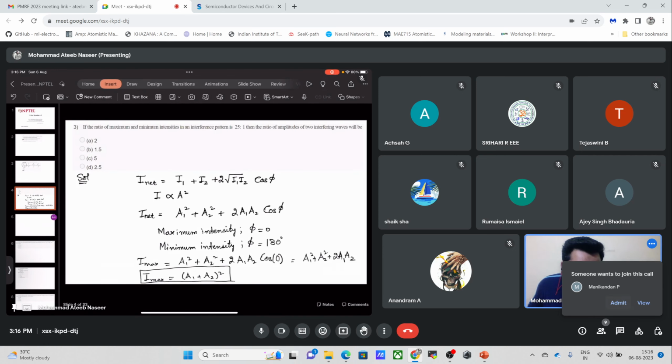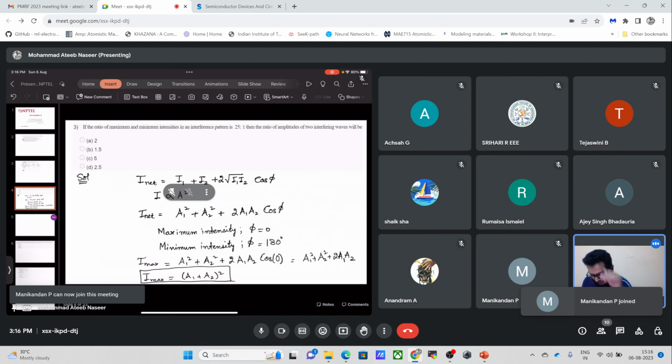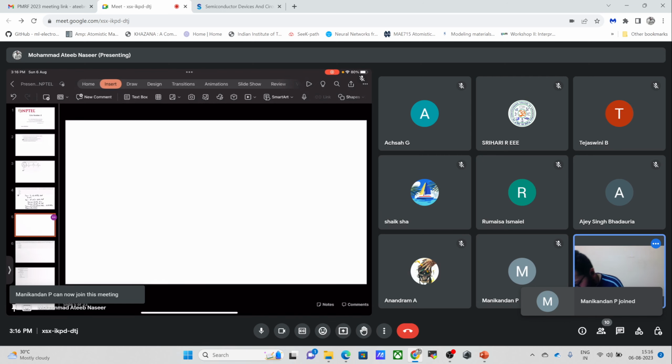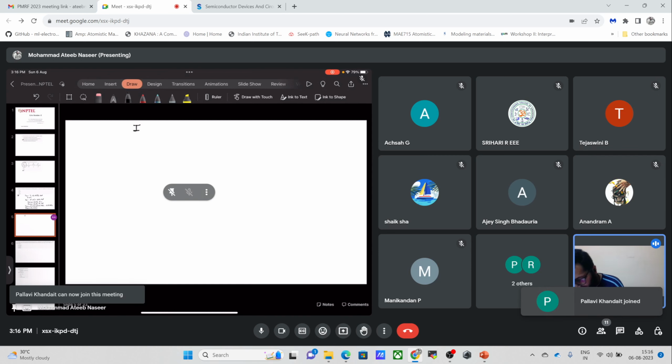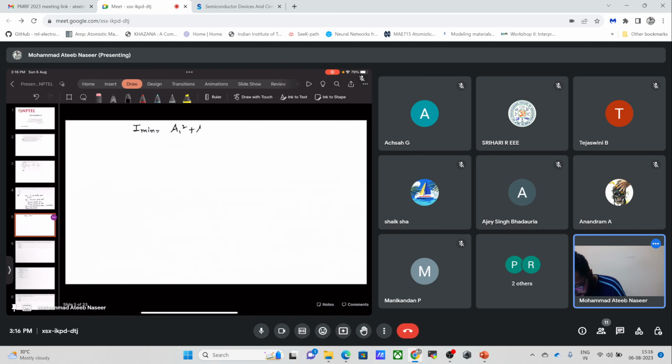Wait a second. So this is for the maximum case. Now for the minimum case, we have the value equal to A1 square plus A2 square minus 2 times A1 A2, because cos of 180 degrees is minus 1. So this is simply equal to A1 minus A2 whole square. This is the I min.